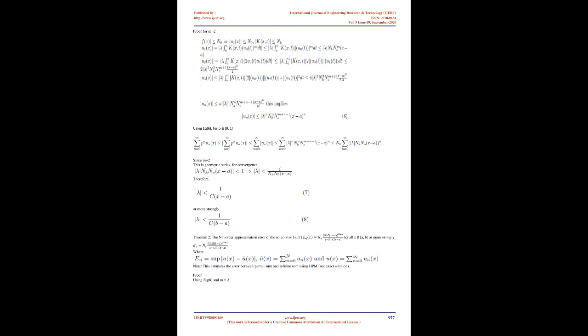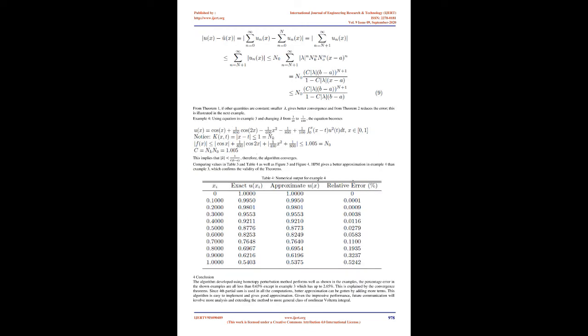Conclusion. The algorithm developed using homotopy perturbation method performs well as shown in the examples. The percentage error in the shown examples are all less than 0.65% except in example 3, which has up to 2.65%. This is explained by the convergence theorems.